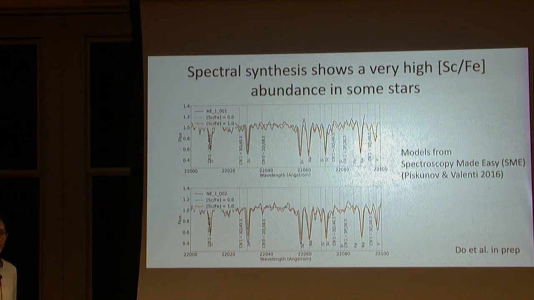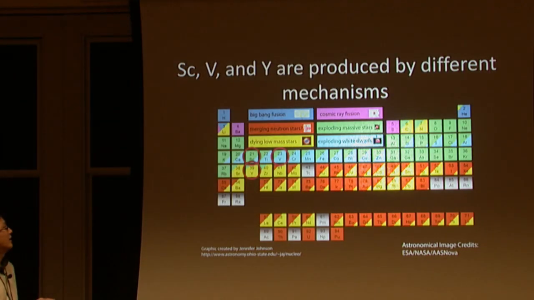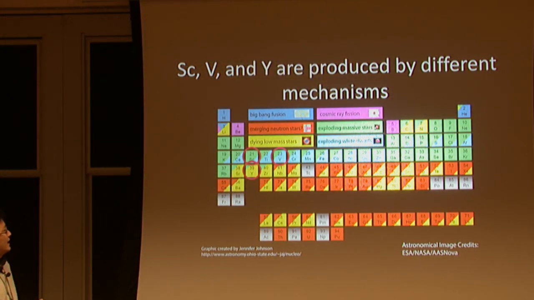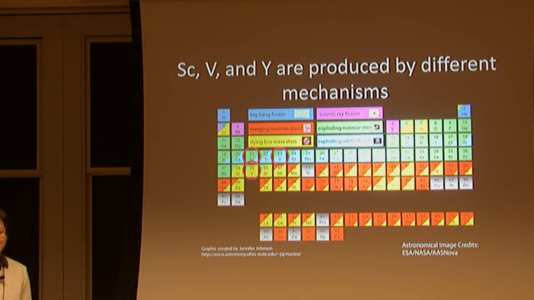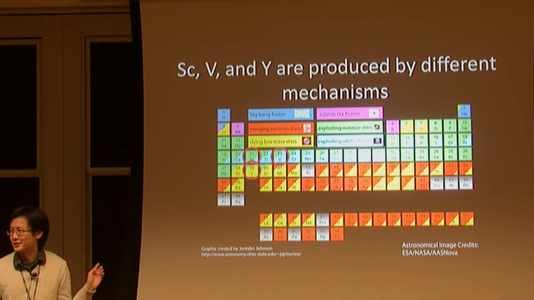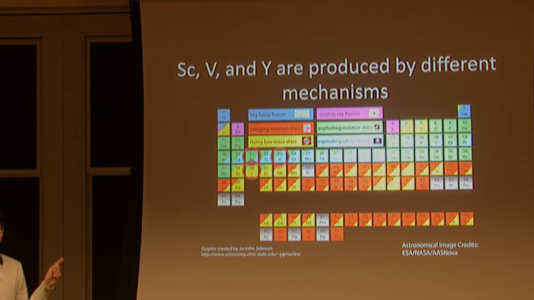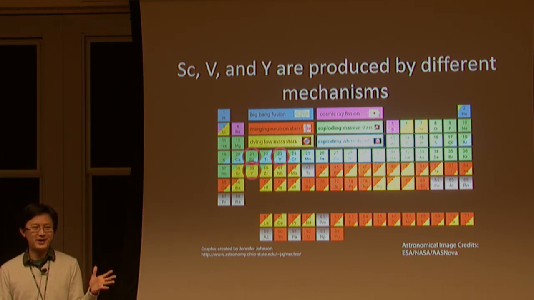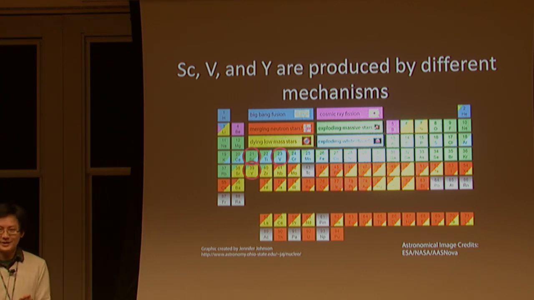So this is an extremely high jump in metallicity. There are three elements that are anomalous at the galactic center: scandium, vanadium, and yttrium. The big puzzle, though, is that these three elements are formed by totally different mechanisms. Scandium is formed in type 2 supernovae, vanadium is formed in type 1 supernovae, and yttrium is formed in AGB winds. So what's going on?